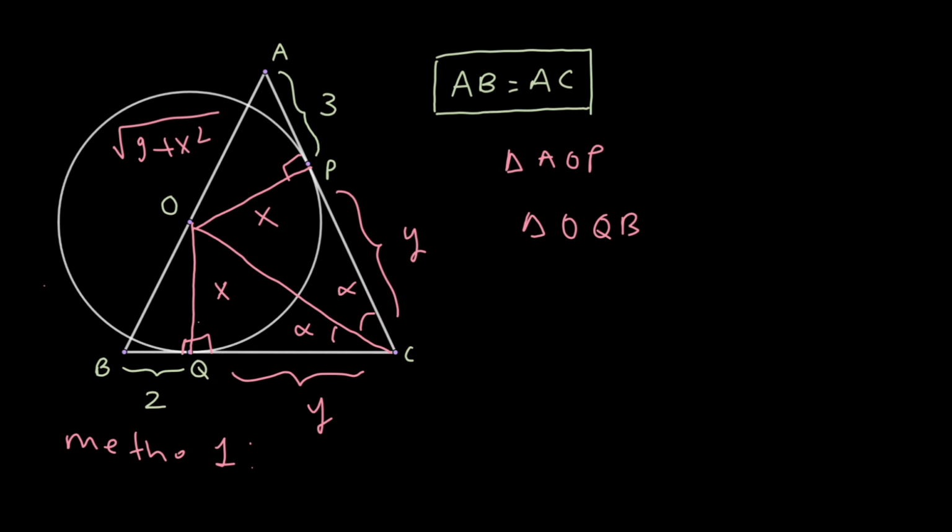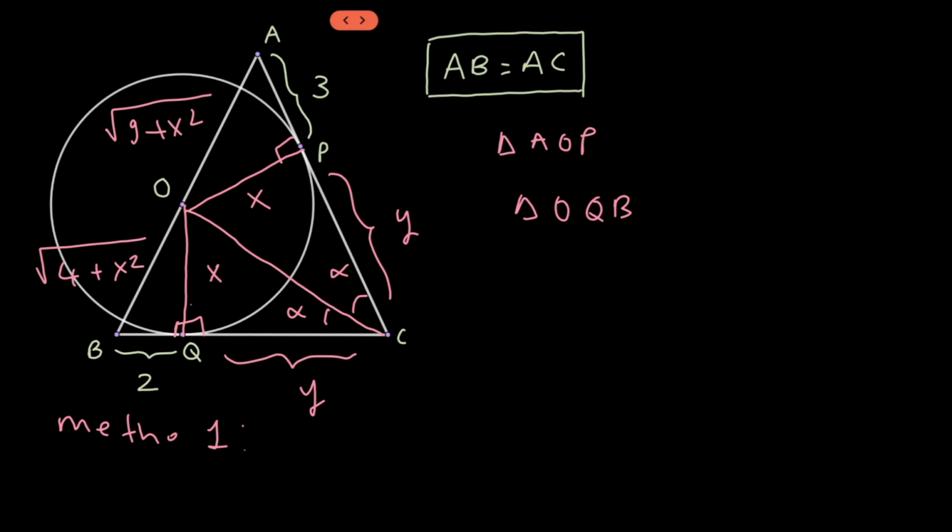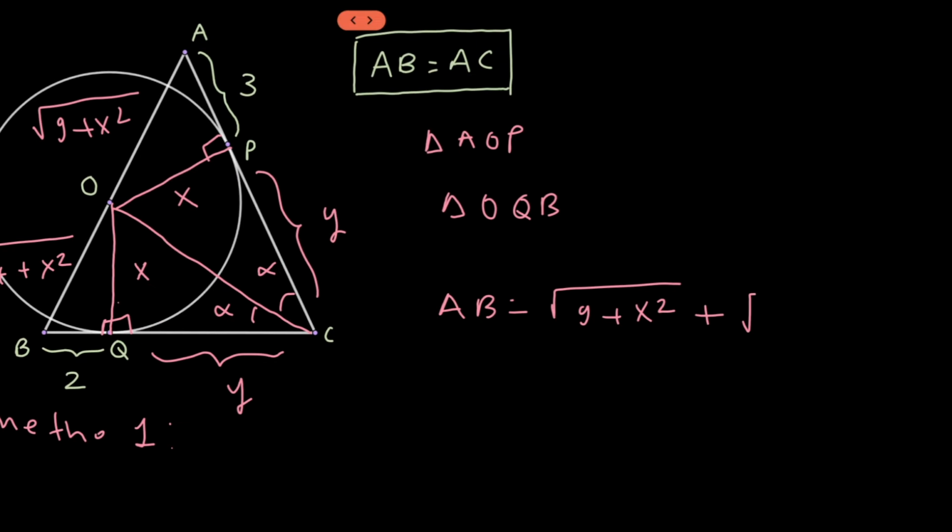Now similarly the right angle triangle at the bottom, that is OQB, is present over there. By applying the Pythagoras theorem in this triangle, the length of OB would be equal to square root of 4 plus x square. Now as per this diagram, the complete length of AB would become square root of 9 plus x square plus square root of 4 plus x square. As per this diagram, the length of AB is this thing.